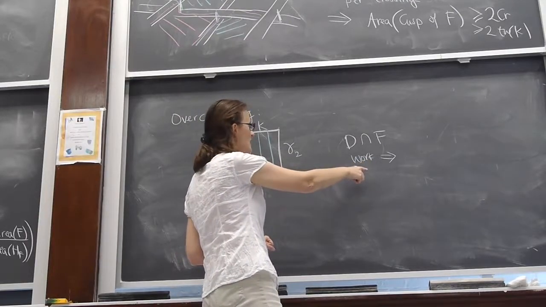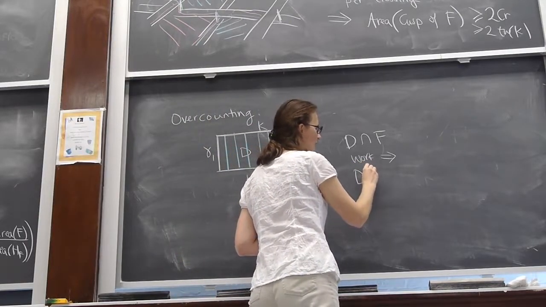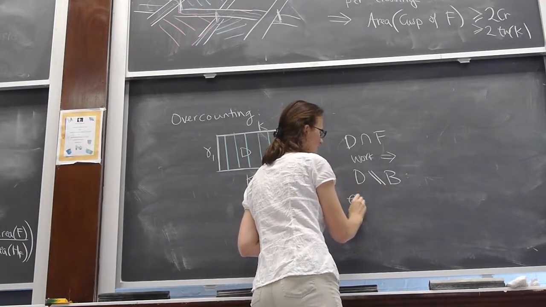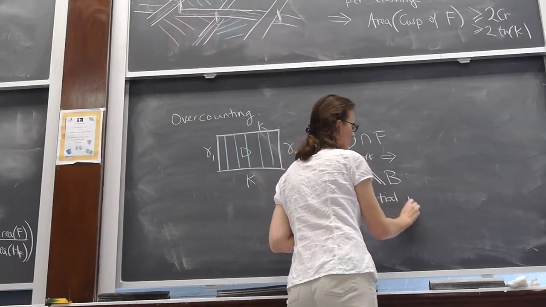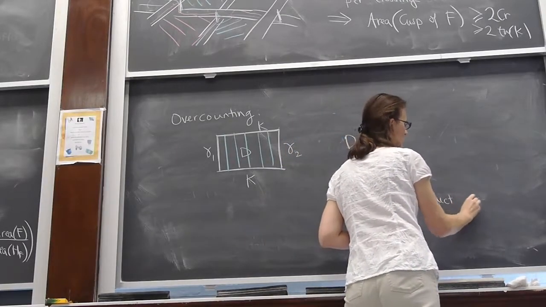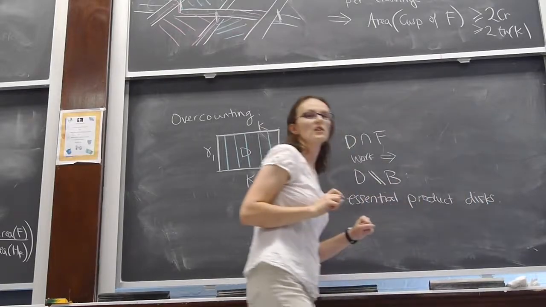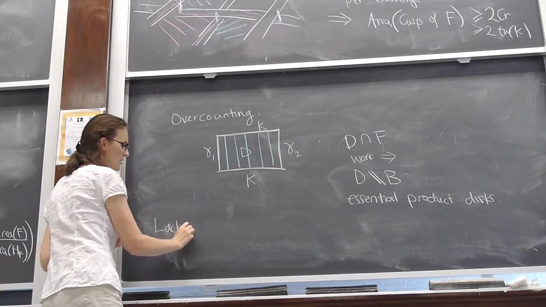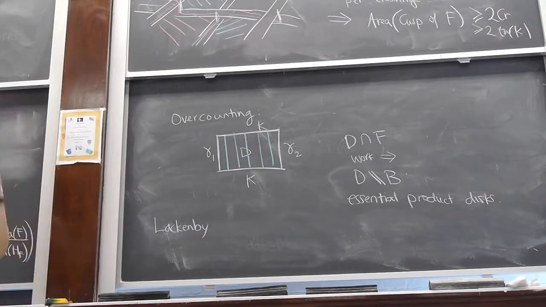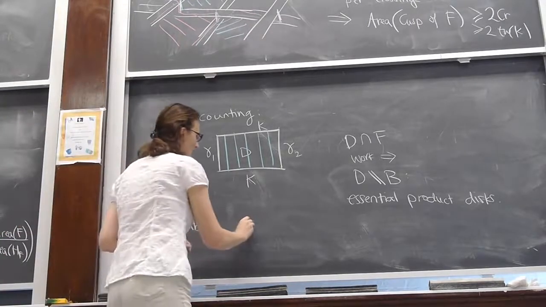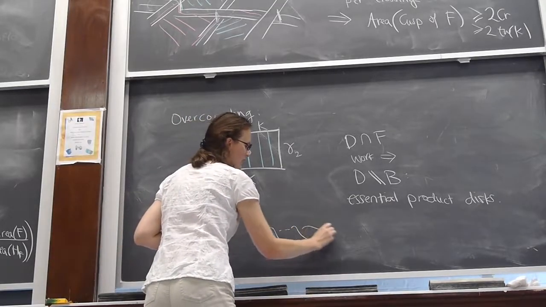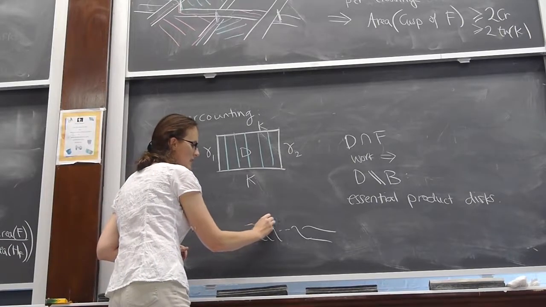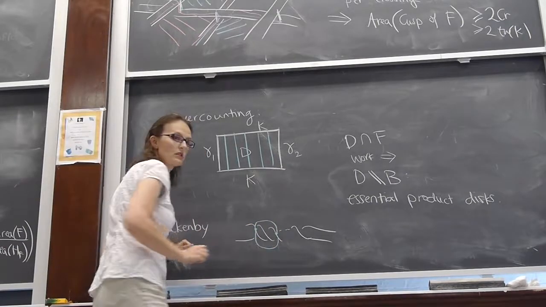Which basically means that if you take D and you cut along the blue surface, then you get what are called essential product disks, which have been well studied. Lackenby in particular looked at essential product disks inside of alternating knots, and he showed that any essential product disk will always run over some collection of bigons in a twist region.